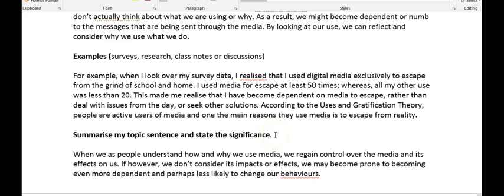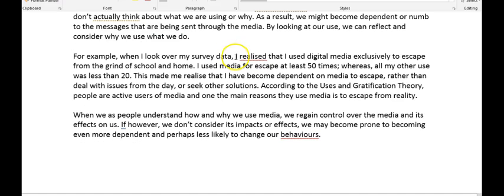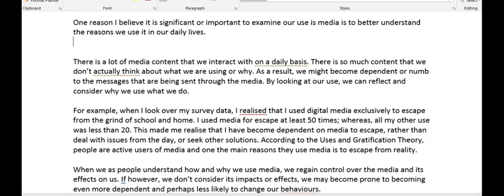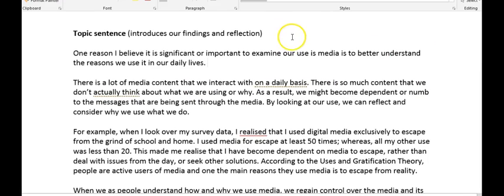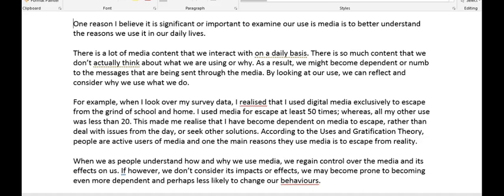So what I've got there now is just a couple of small paragraphs. If I take away these little headings, this is what my summary should read. Now, remember, the goal of the summary is to state what we think is the significance of it and be able to support that with a bit of explanation, perhaps a little bit of research from either our surveys, online research, or the research in your book. So here we go. If we start from the top, one reason I believe it is significant or important to examine our use of media, now you find the typos when you read it out loud to yourself, is to better understand the reasons we use it in our daily lives.